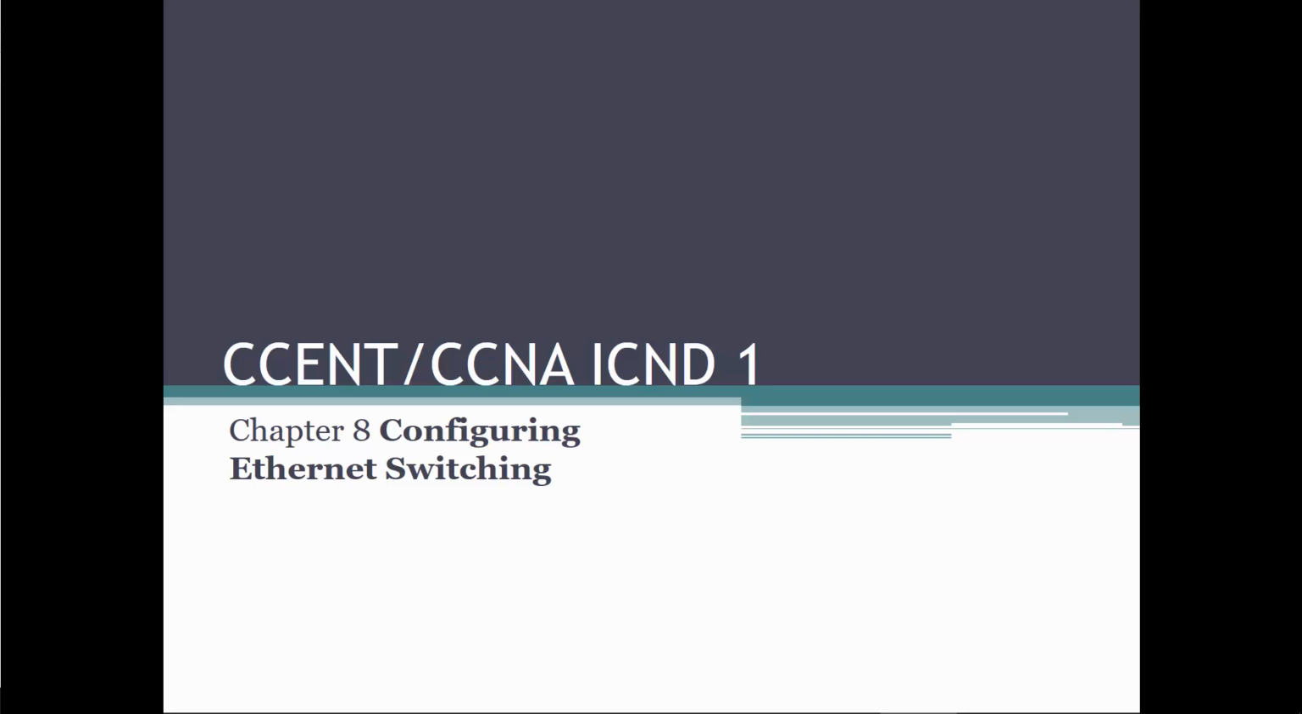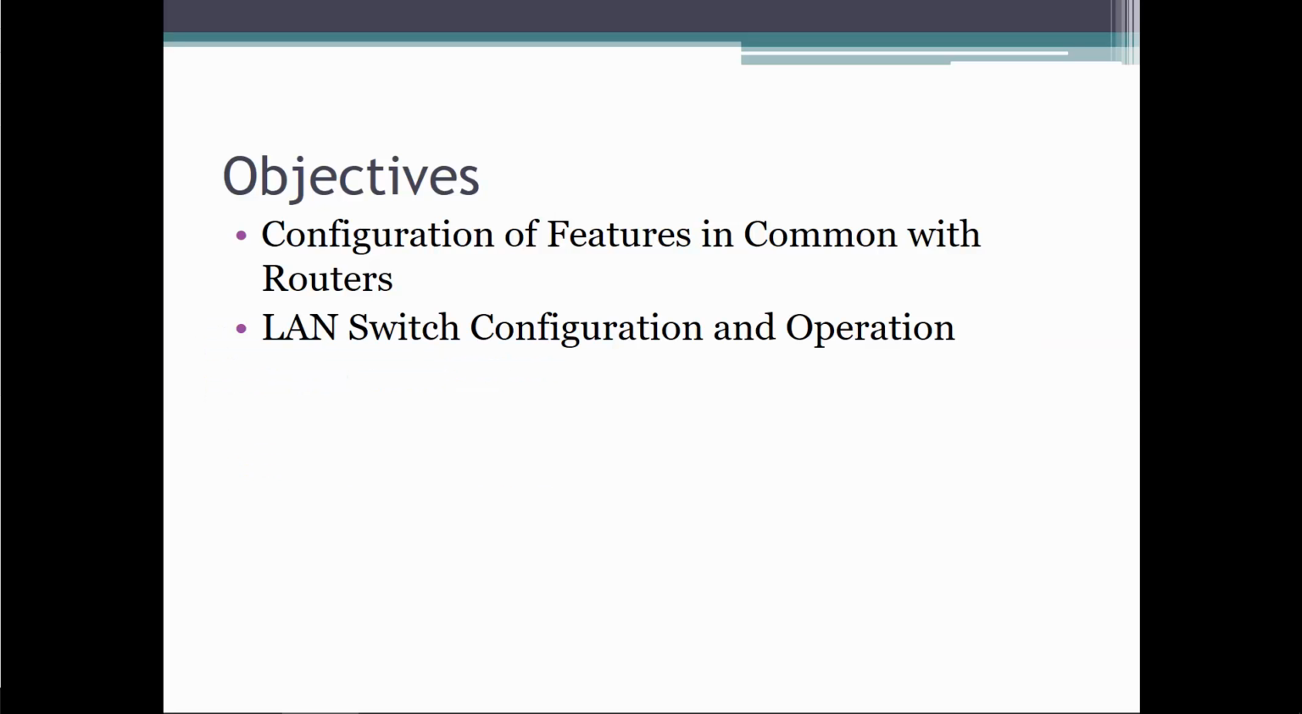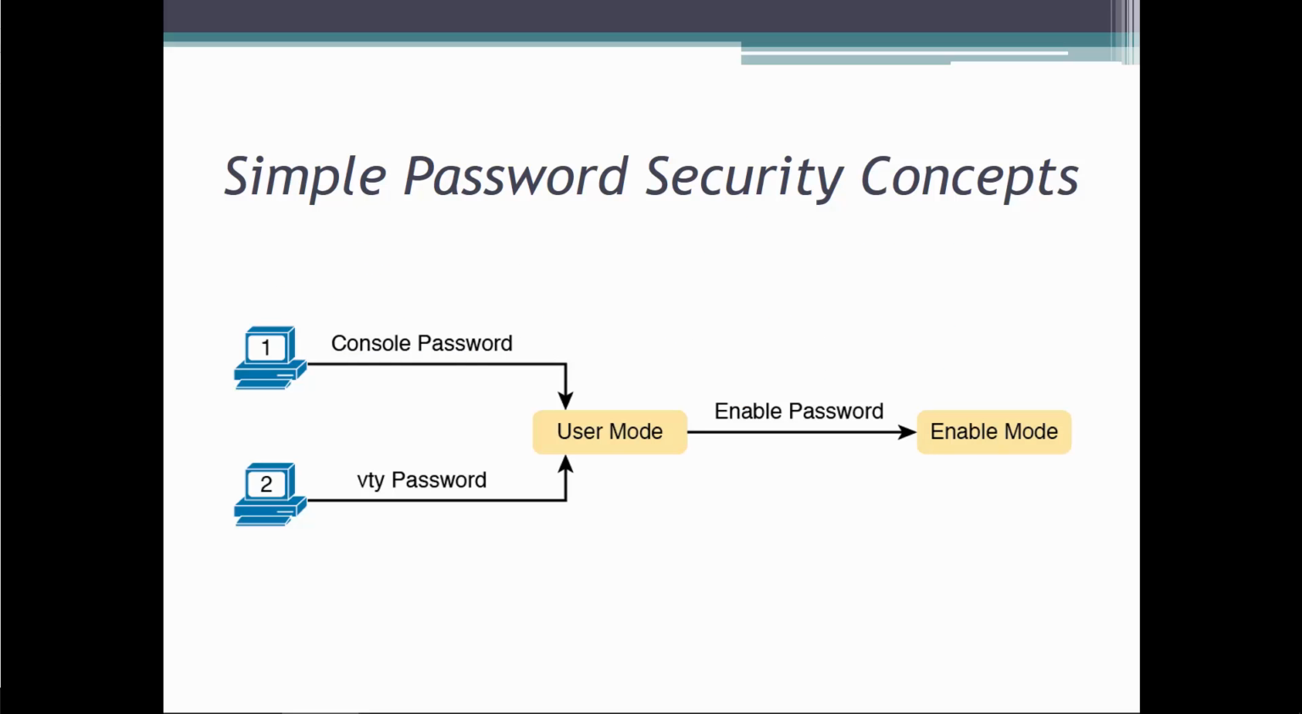Okay, welcome. This is my CCENT CCNA ICND1. This is Chapter 8, Configuring an Ethernet Switch, or Configuring Ethernet Switching, which is really funny because we're really looking at how to configure the switch. So the objective is to look at configuration features in common routers, as well as LAN switching configuration. Don't ask why the objective deals with common routers, and we're also looking at switching technology.